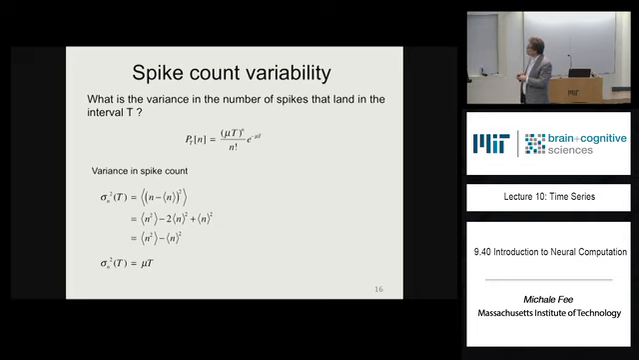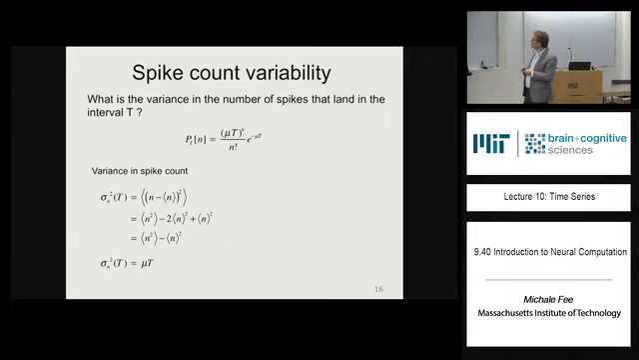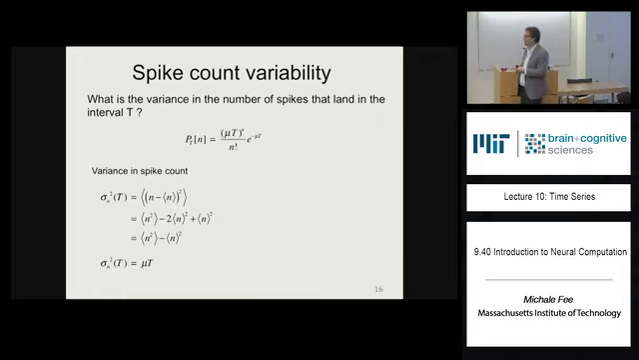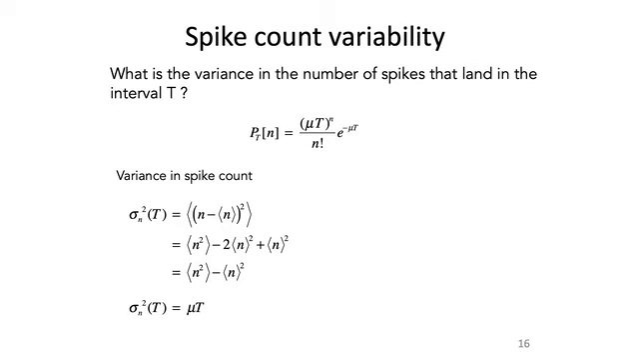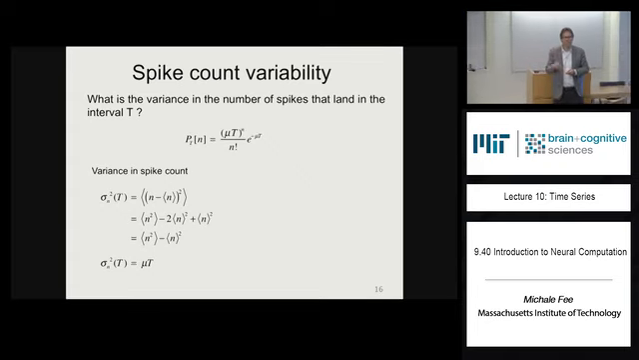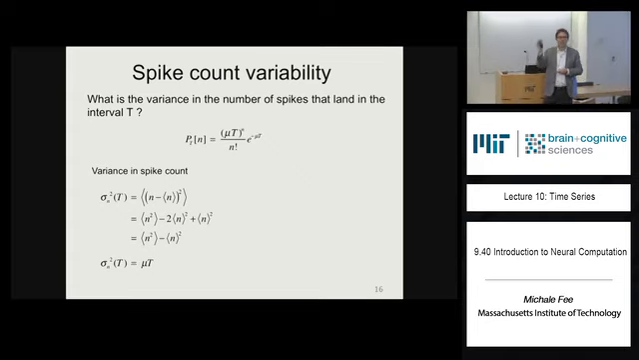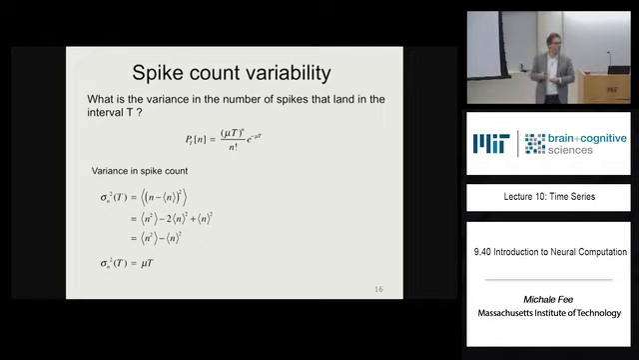So the variance is just the average of the number of counts on a given trial minus the expected number, squared. N minus average n, squared, okay? And if you multiply that out, it's the average n squared minus the average squared. And it turns out for the Poisson process that that variance is also mu t. So the average spike count is mu t, and the variance in the spike count is also mu t. Okay?